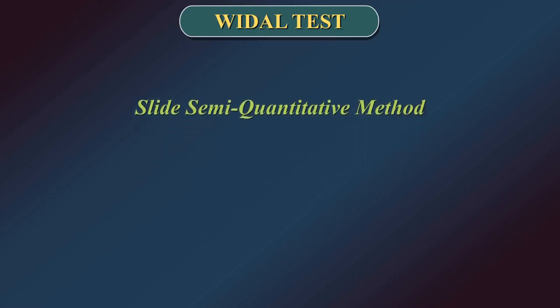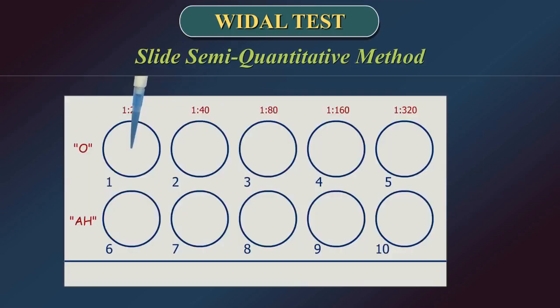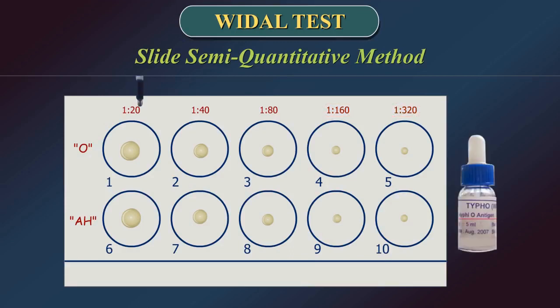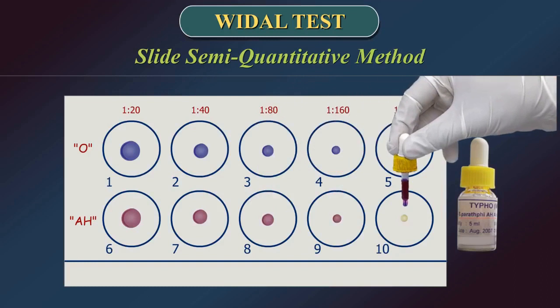Slide semi-quantitative method. This method is recommended for obtaining quick approximate titers only for the antigens that tested positive in the slide screening test. Using a pipette, place 80 microliters, 40 microliters, 20 microliters, 10 microliters, and 5 microliters of patient serum to be tested on 5 different reaction circles on the glass slide. The corresponding dilutions obtained will be 1 in 20, 1 in 40, 1 in 80, 1 in 160, and 1 in 320 respectively. Add to each reaction circle a drop of the antigen which showed agglutination with the test sample in the screening method. In our demonstration, it will be O and AH antigens.